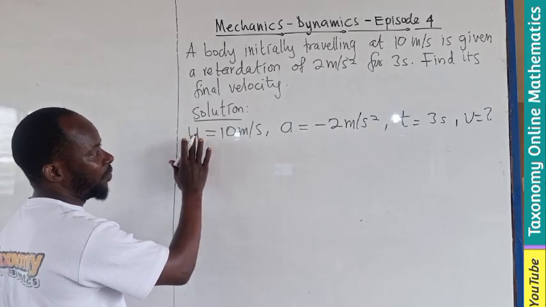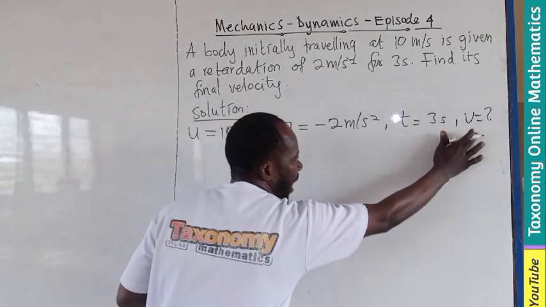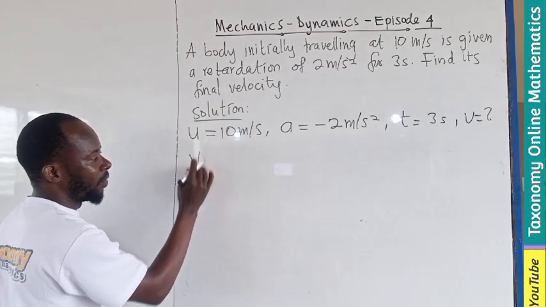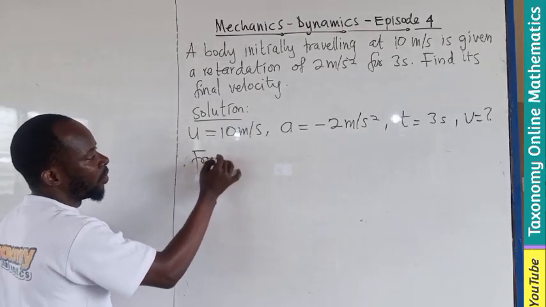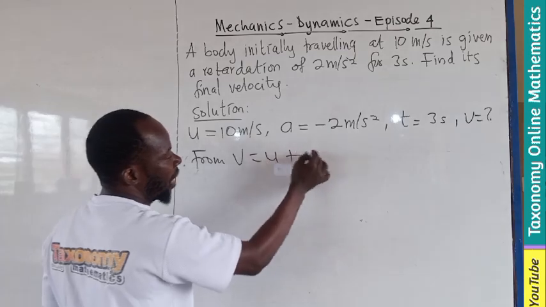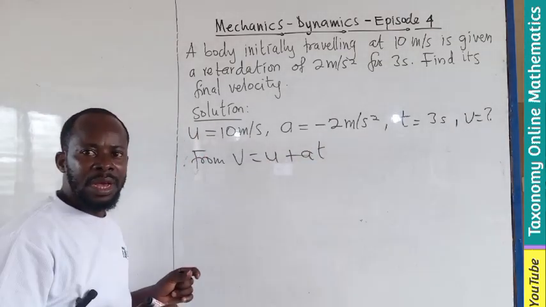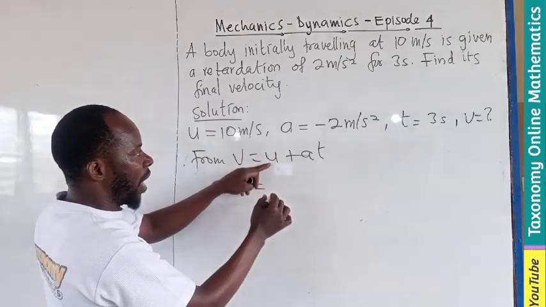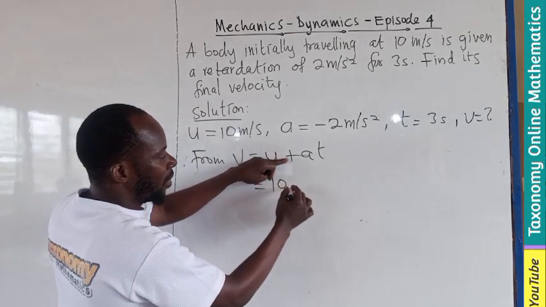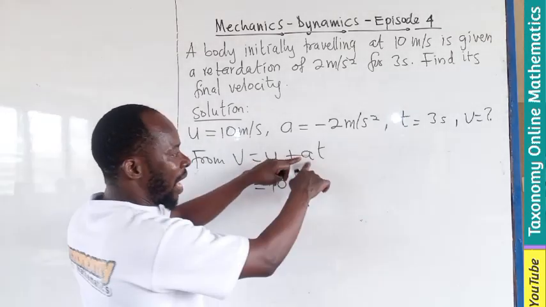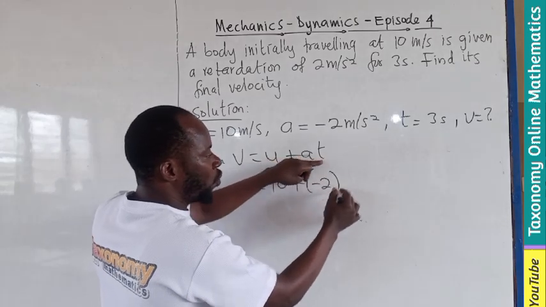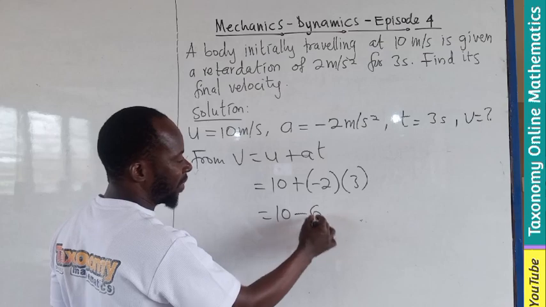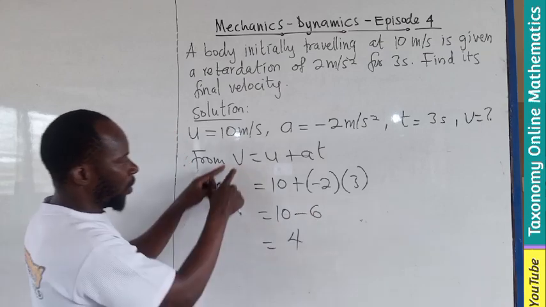We can see that we have initial velocity, final velocity, time, and acceleration. Therefore, I go for the first equation, v equals u plus at. I am only going to do substitution to find the final velocity, where the initial is 10, plus acceleration, which is negative 2, and the time is 3. So let's go 10 minus 6. That gives us 4 meters per second.